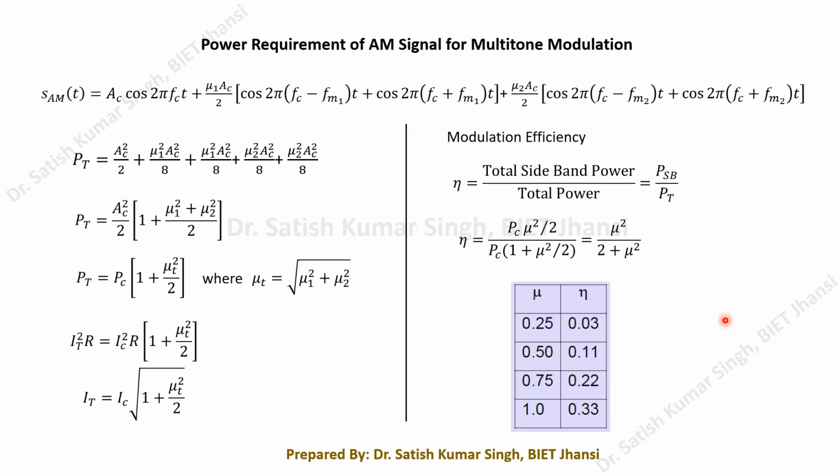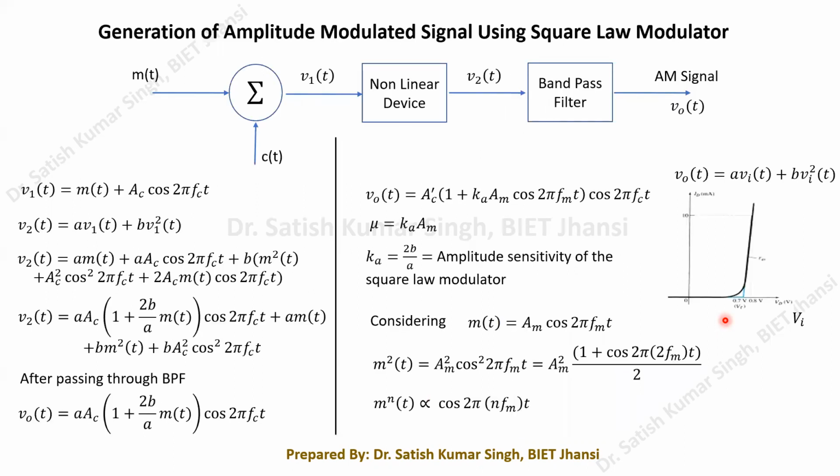How this conventional AM signal can be generated, that we have to look at. I am going to tell you one of the very popular methods, which is our square law modulator. So let's begin the discussion. In the case of generation of conventional AM signal using the square law modulator, we have to concentrate upon this particular block diagram.